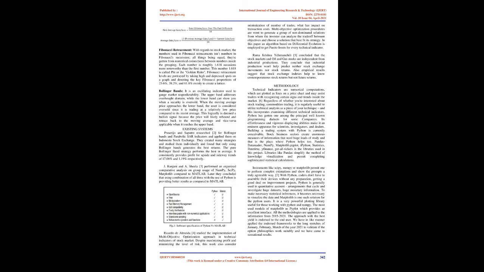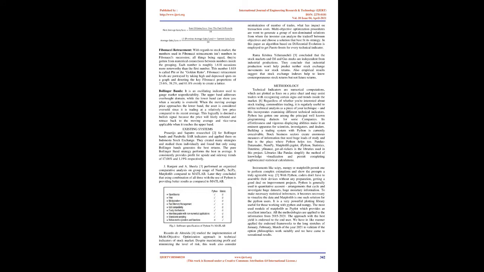Fibonacci retracement. With regards to stock market, the numbers used in Fibonacci retracements aren't numbers in Fibonacci succession. All things being equal, they're gotten from numerical connections between numbers inside the grouping. Each number is roughly 1.618 times greater than the first number. This number 1.618 is called phi, or the golden ratio.